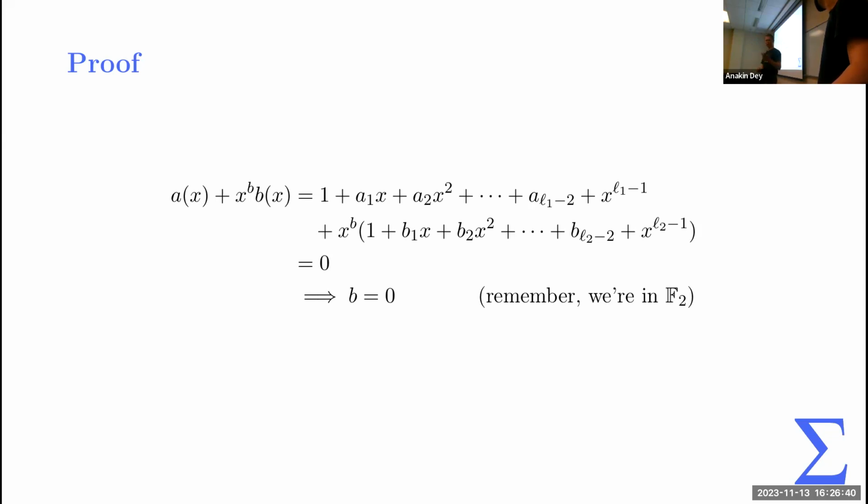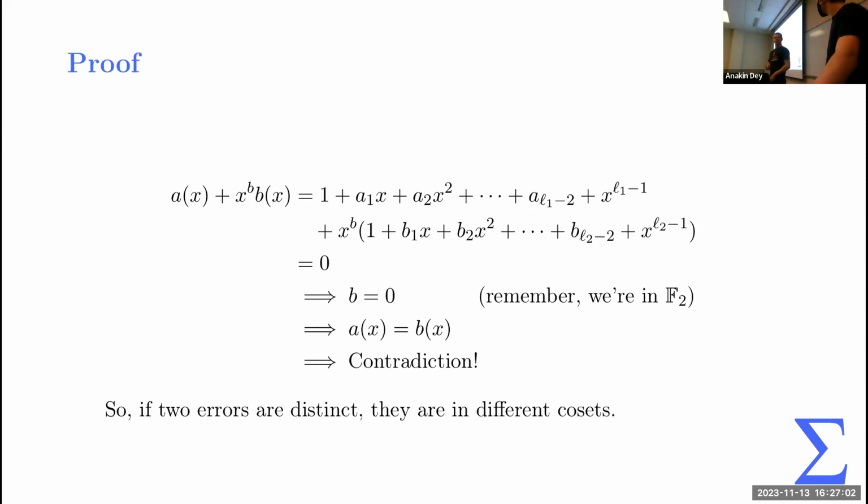And then if we have that, that gives us that both of them have to be the same, because this term here and this term here have to cancel out, and each term in the middle also has to cancel out. So they have to be the same error, which we assumed at the beginning they were different. So that gives us the contradiction that we're looking for. So we know that this group really is true. Right. So if they're different, they're in different cosets.